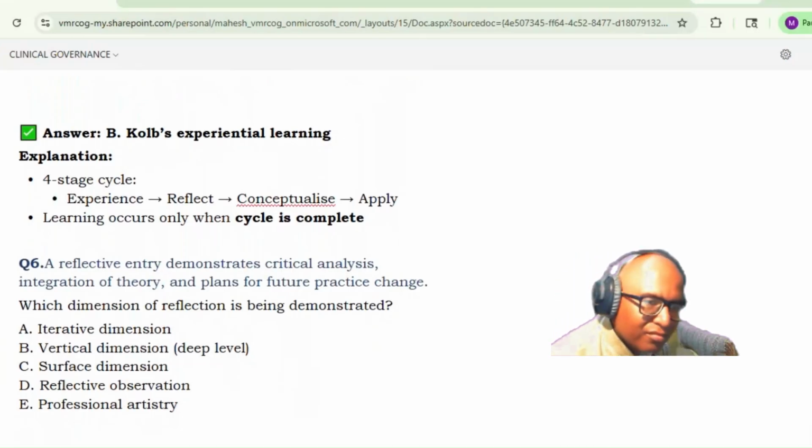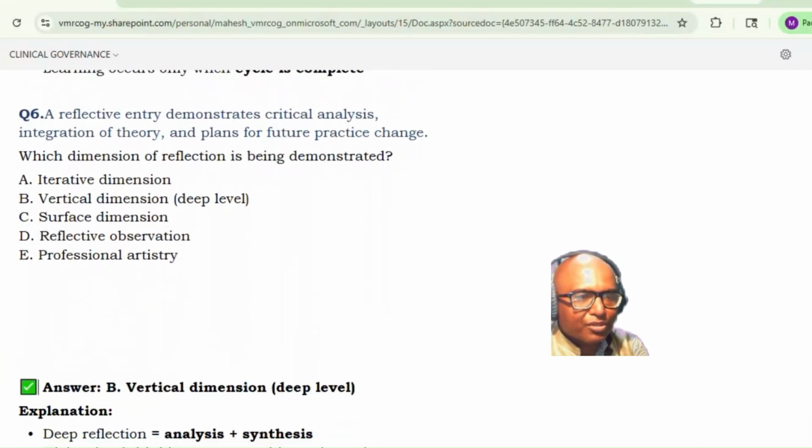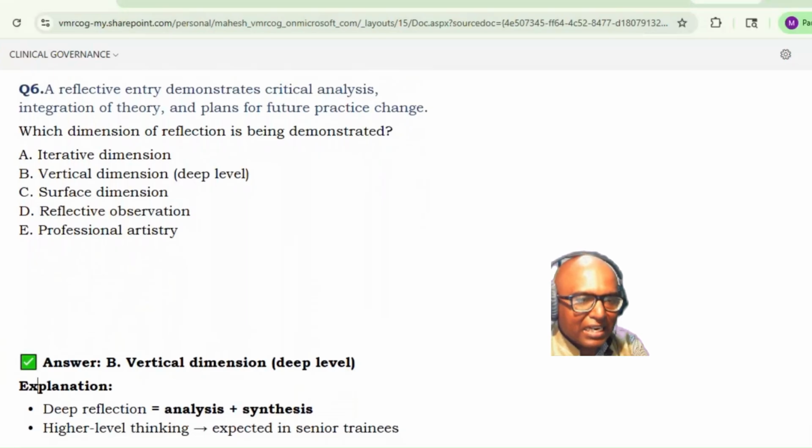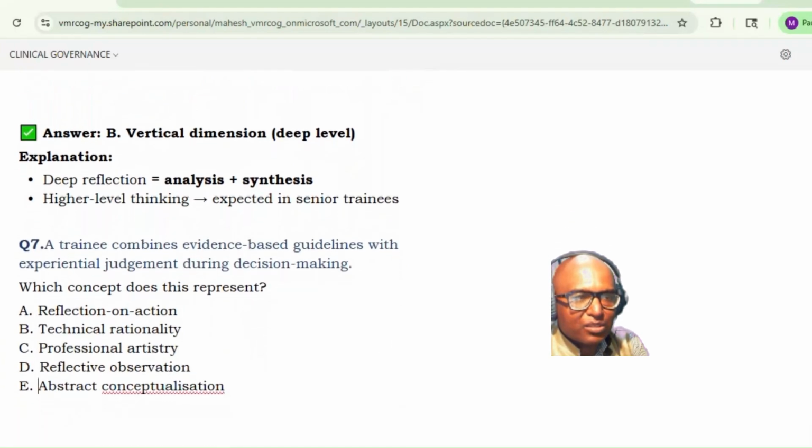A reflective entry demonstrates critical analysis, integration of theory, and plans for future practice change. Which dimension of reflection is being demonstrated? A. Iterative dimension, B. Vertical dimension, C. Surface dimension, D. Reflective observation, E. Professional artistry. Sir, it is B, vertical dimension. Yes, it is a deep level vertical dimension. So deep reflection, there is analysis plus synthesis. So higher level thinking is expected in senior trainees. Okay, next.